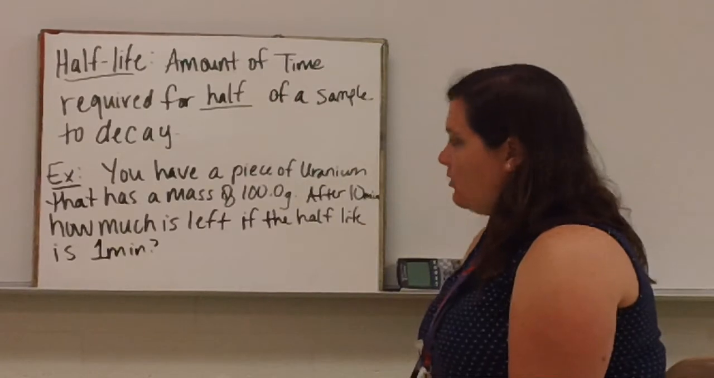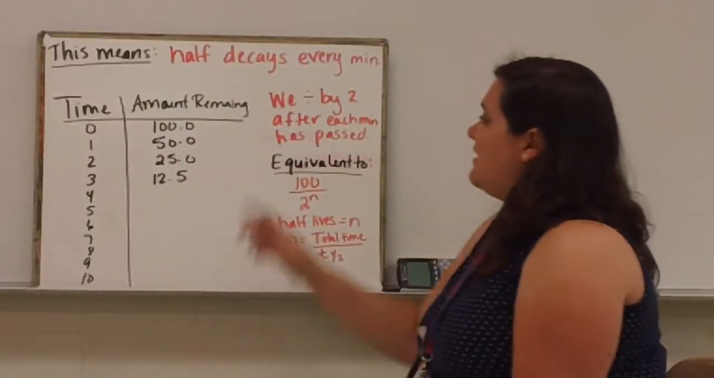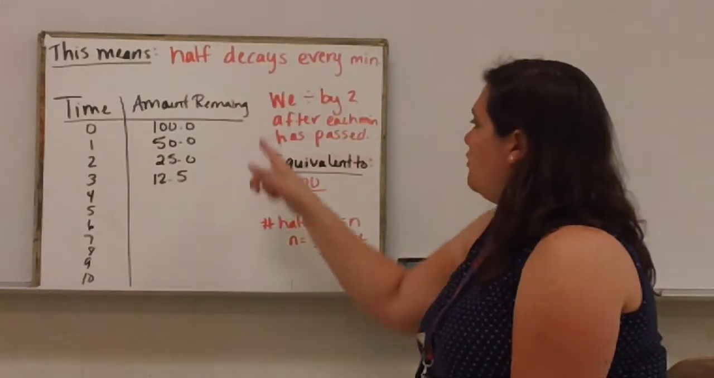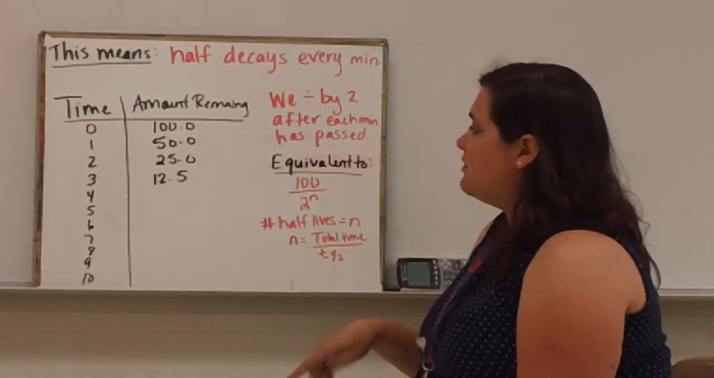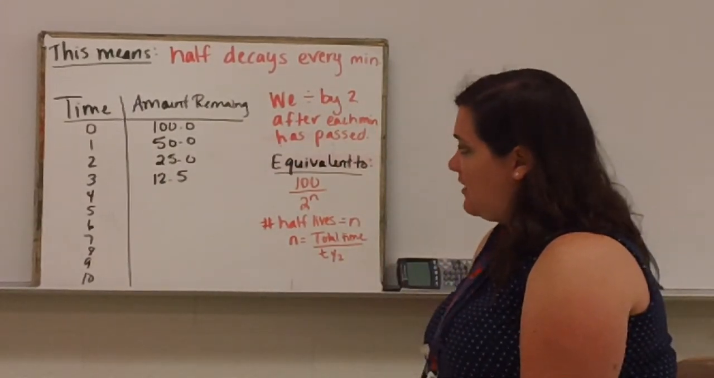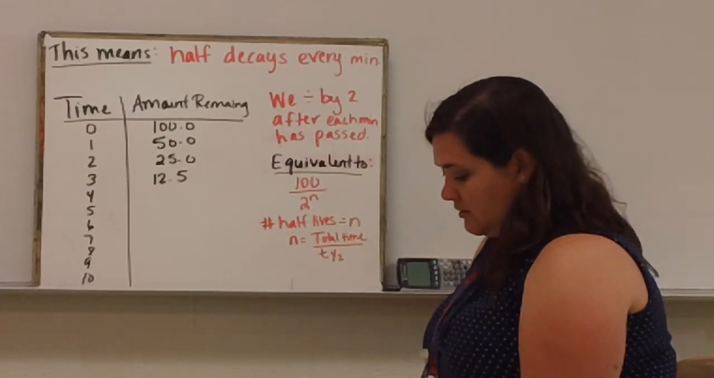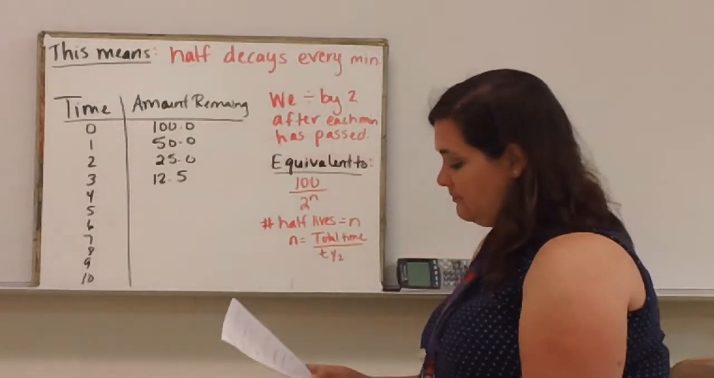So we want to think about, what does that mean? It means that half decays every minute. So we divide by 2 after each minute has passed. So if you look on your notes, you'll see you have a time and amount remaining chart. There is an error on it, so you'll need to make a correction.